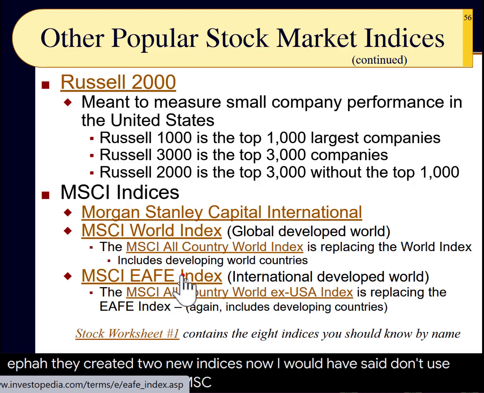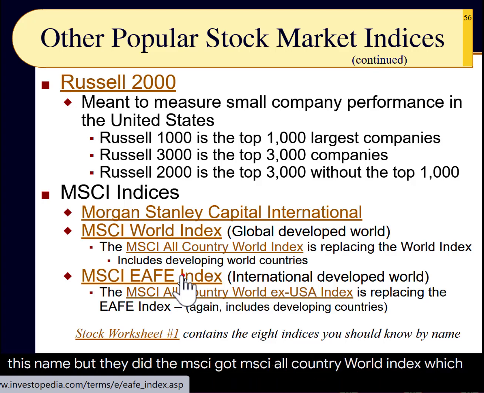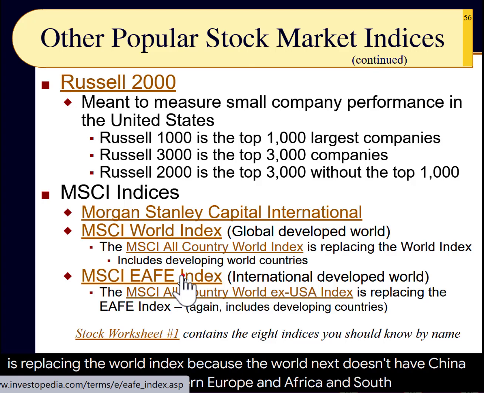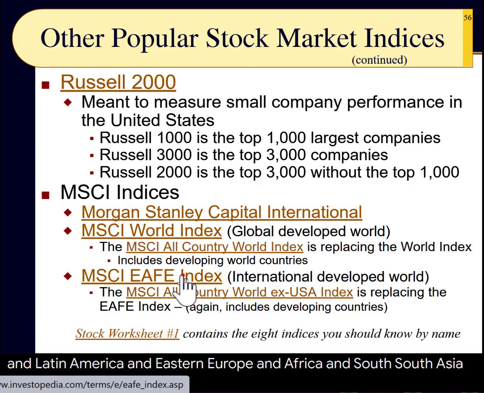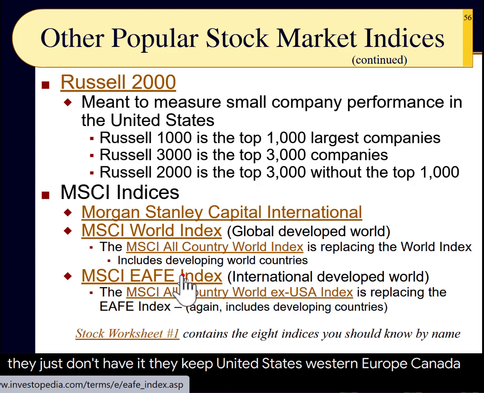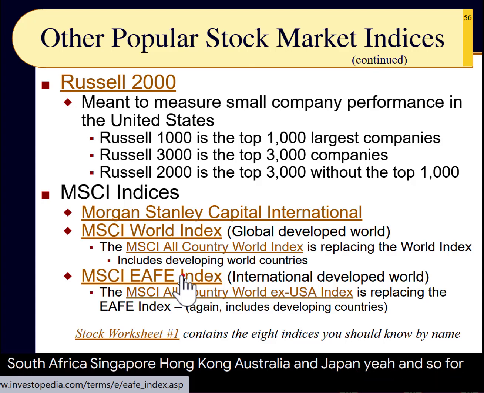The MSCI All Country World Index, which is replacing the World Index, because the World Index doesn't have China and Latin America and Eastern Europe and Africa and South Asia. They just don't have it. They keep the United States, Western Europe, Canada, South Africa, Singapore, Hong Kong, Australia, and Japan. And so for the EFA, for the international, they used MSCI All Country World ex USA.